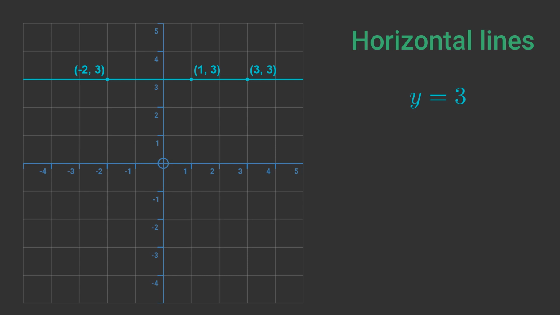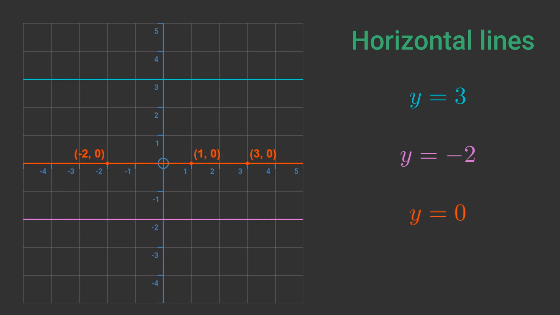This means that every point where y is 3 will be on the line, and any point where y is not 3 will not be on the line. This second line in magenta has the formula y equals -2. Looking at some of the points on the line, they each have a y value of -2. And this orange line has a formula y equals 0. Every point on this line has a y value of 0.